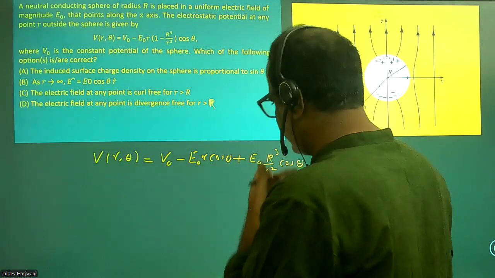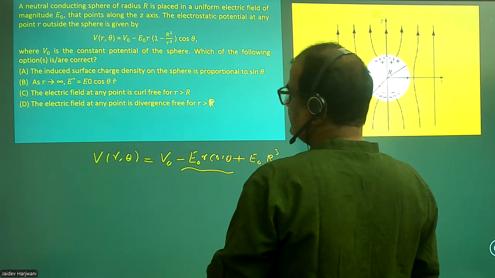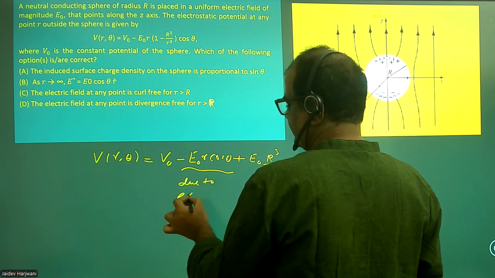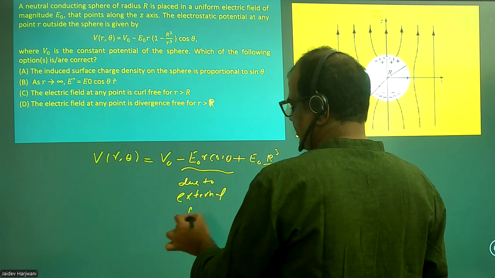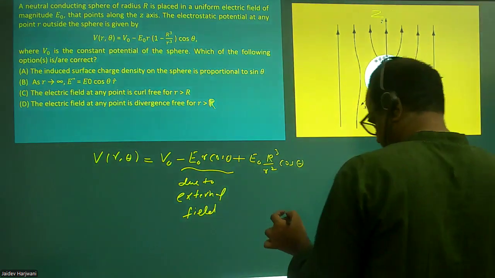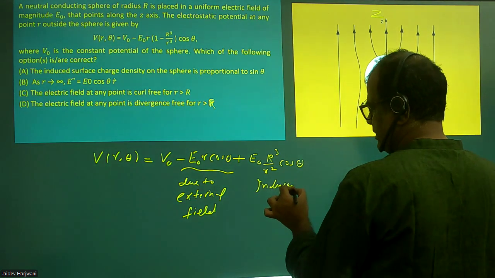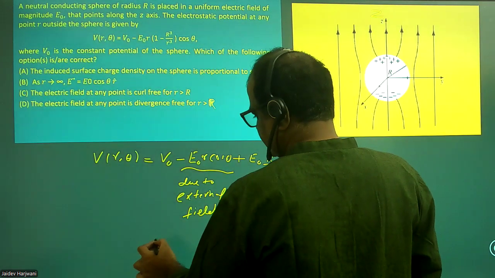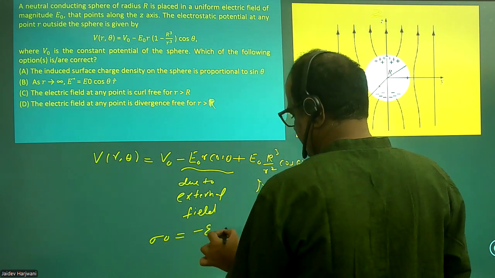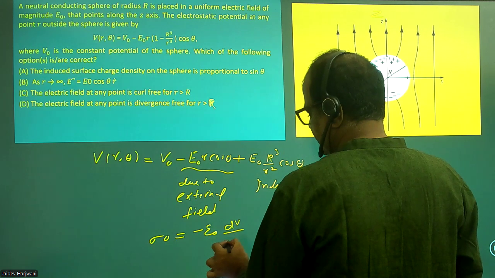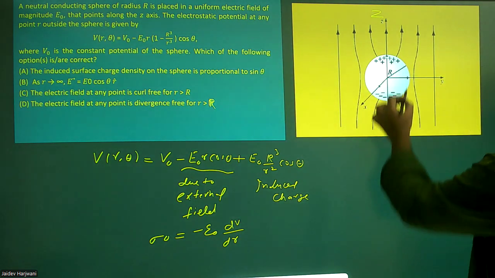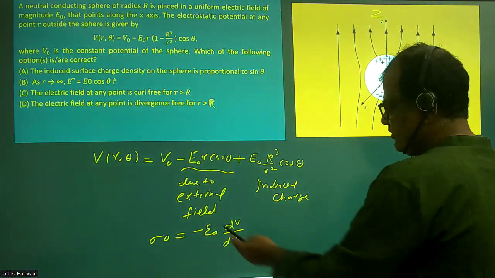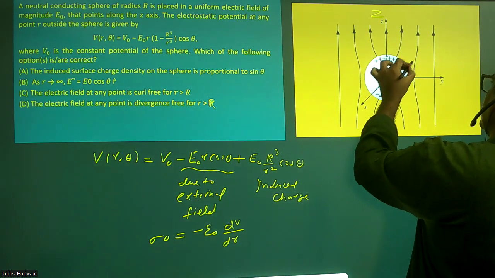Before that, if you see this expression, the first term is due to the external field and the other term is due to the induced charge. Now, to calculate the induced charge, you know it is given by minus epsilon naught del V upon del n, where we keep r because I have to go perpendicular to the surface. Inside the conductor the electric field is zero, so I will take the E r theta direction.